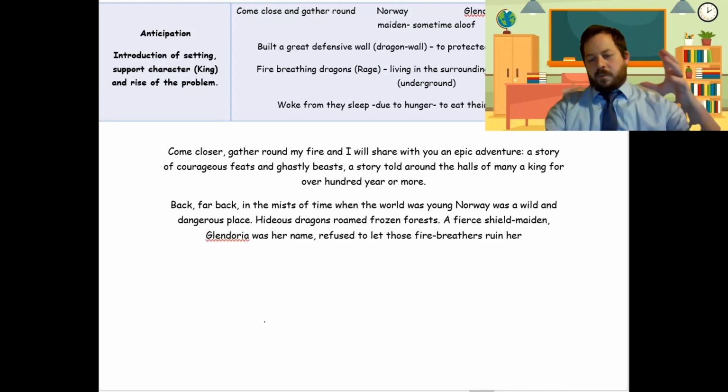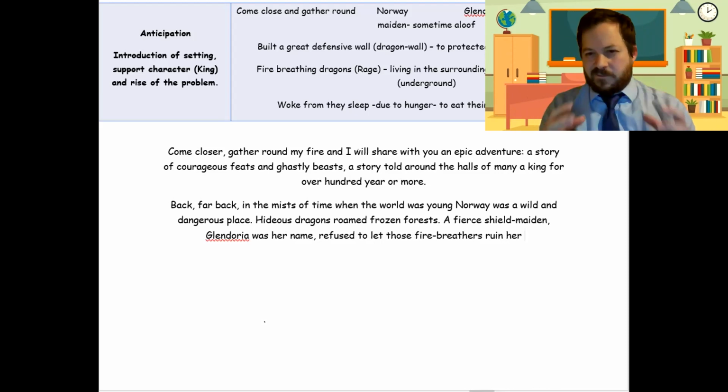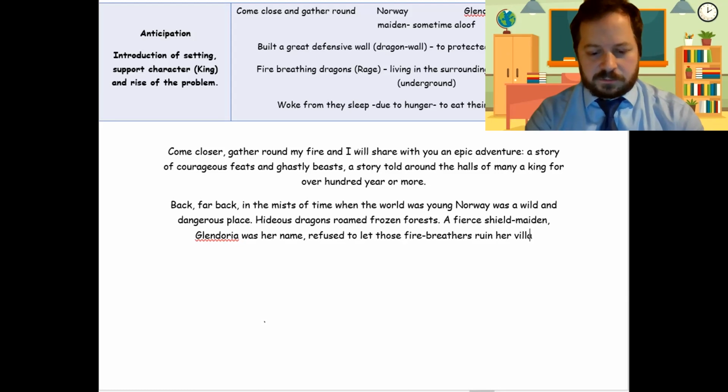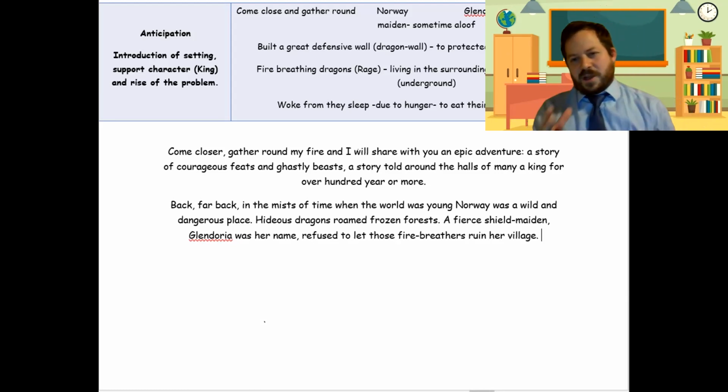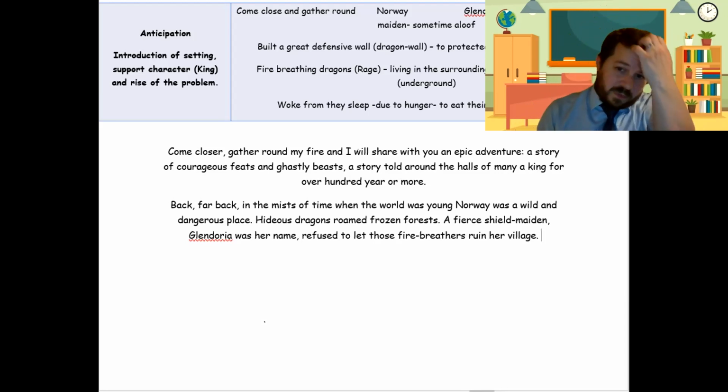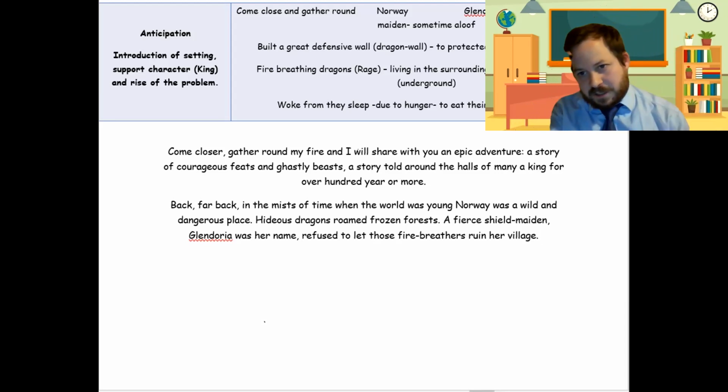her, and we talked about it just being her settlement, her village, her home, her people. So if we say village, we're going to keep this slightly smaller, but because it also makes sense that you can build a wall around a village, but building a wall around an entire kingdom might be slightly harder.